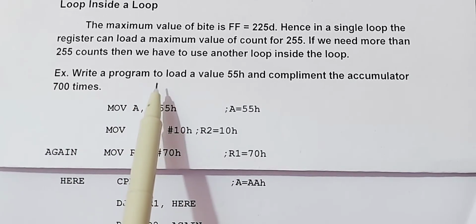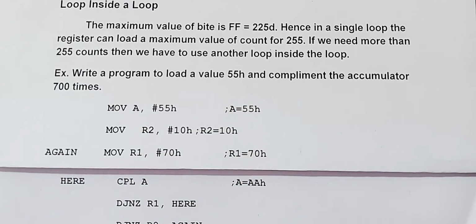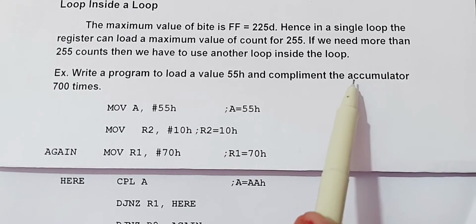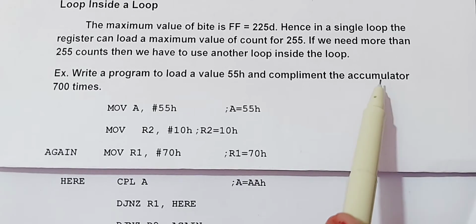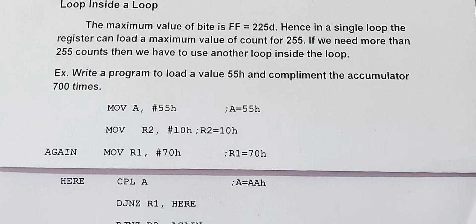Write a program to load a value 55. You can load the value 55 to register A. First you load the value 55 to A. Then complement the accumulator, that is, register A. Complement the content of A, that is, complement 55, 700 times. Here the repeat sequence should be 700 times.